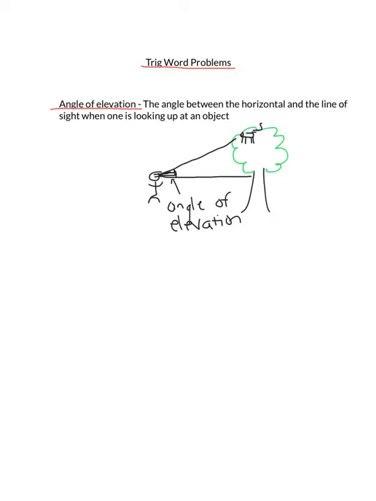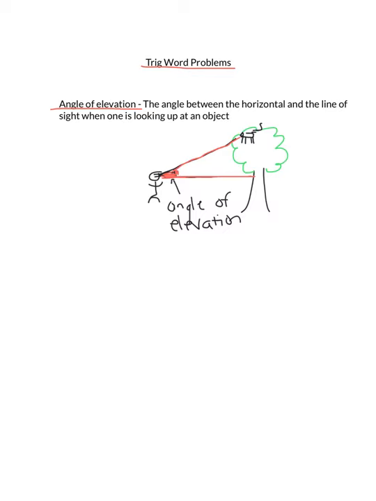The first new definition that we're going to be talking about is the angle of elevation. So the angle of elevation is the angle between the horizontal, and remember this, the horizontal would be this red line that I just drew in here, and the line of sight when one is looking up at an object. So if you were standing here and you were trying to look at a cat up in a tree, the angle that your eyes would make if they looked straight compared to the angle that your eyes would make if they were looking up at a cat would be the angle of elevation.